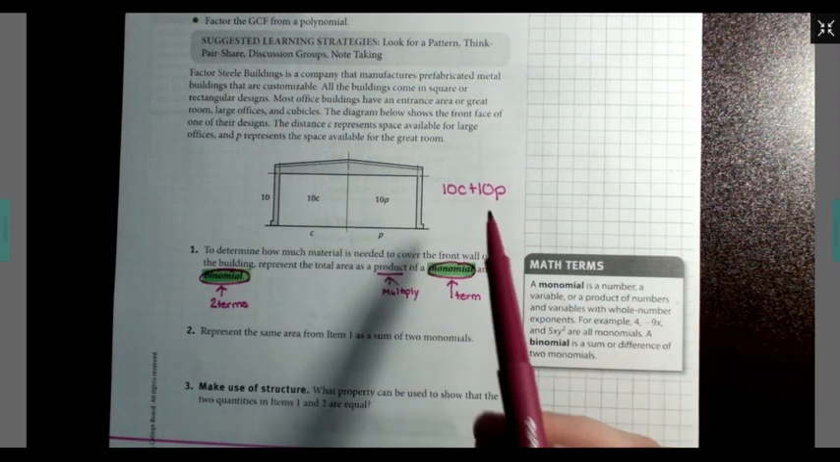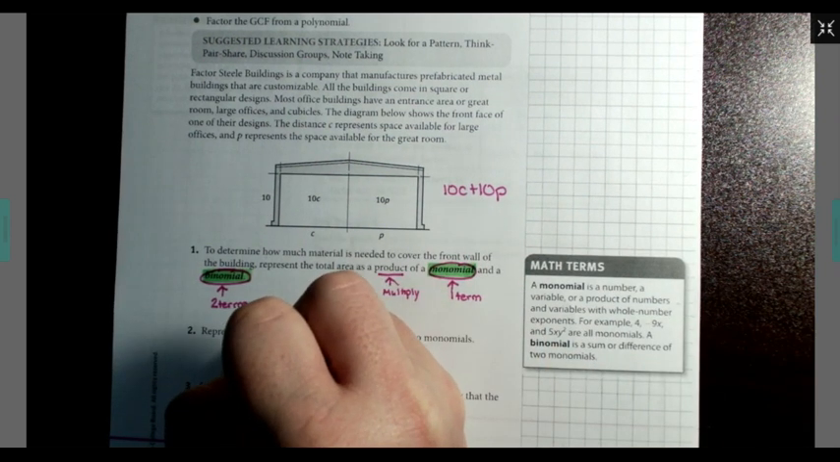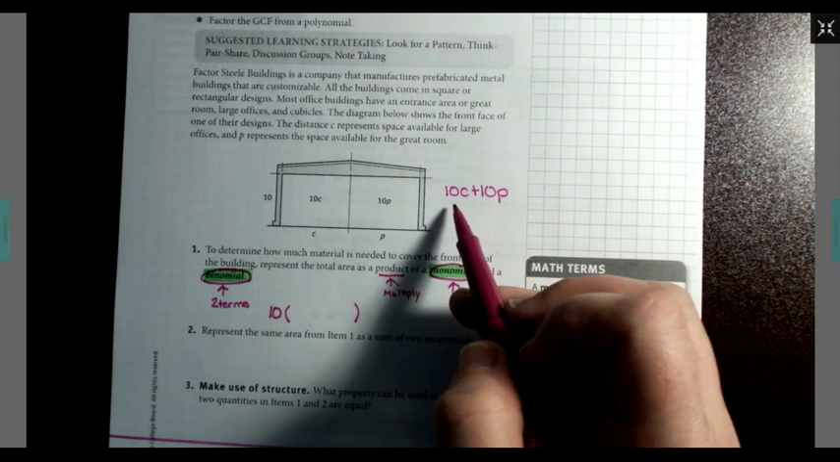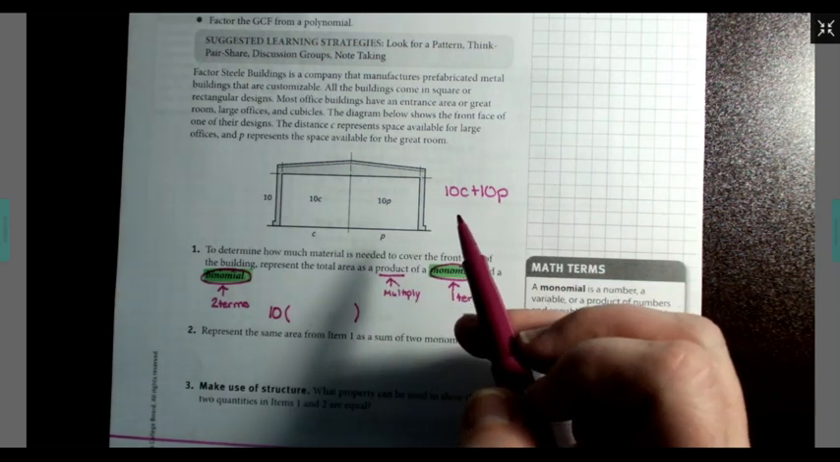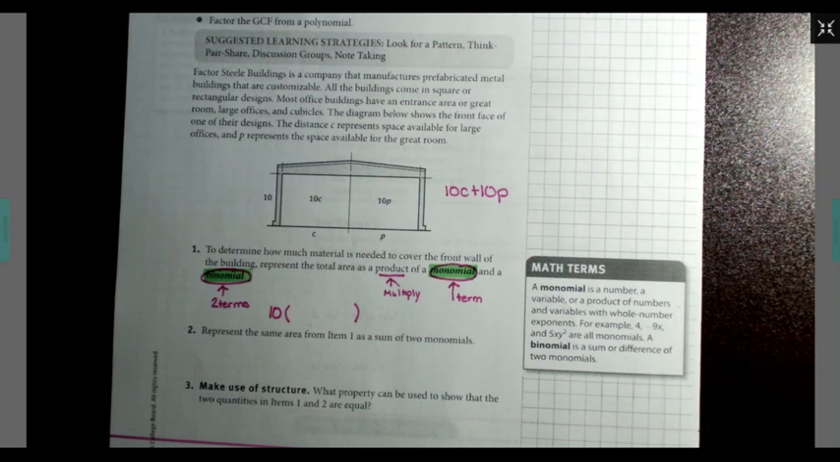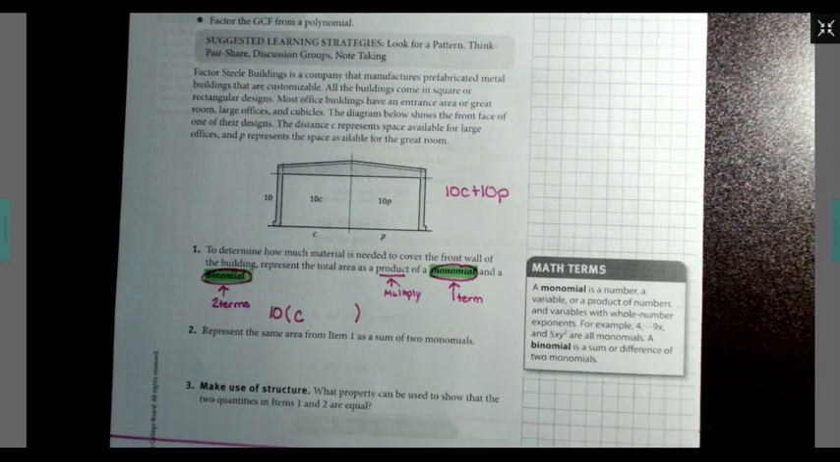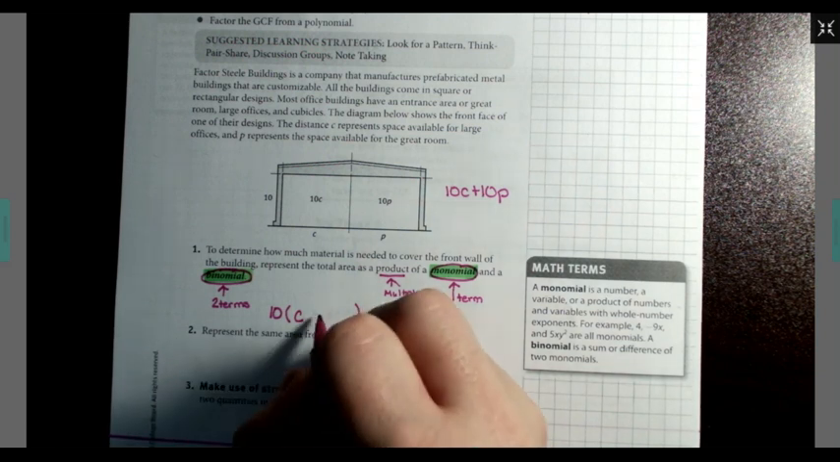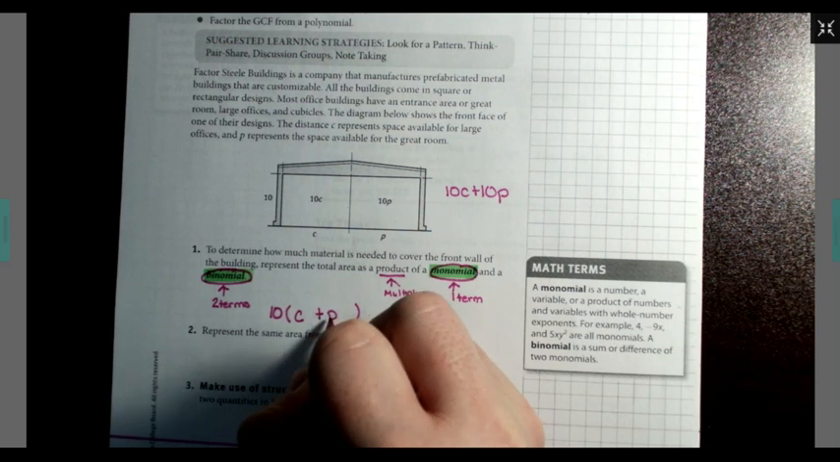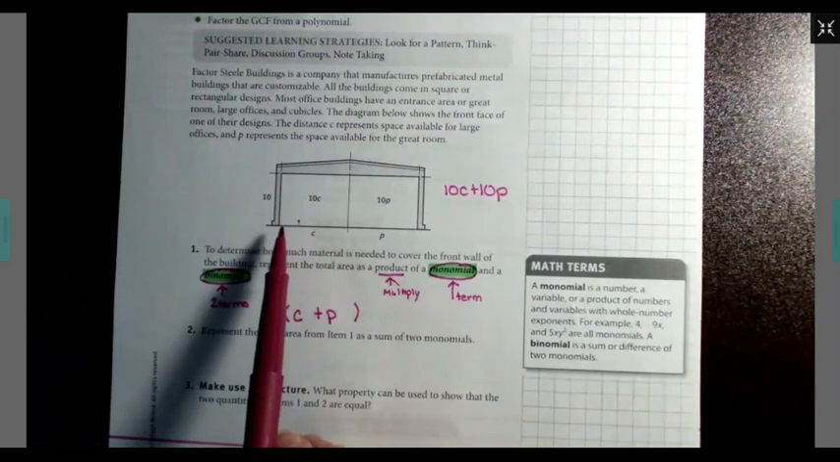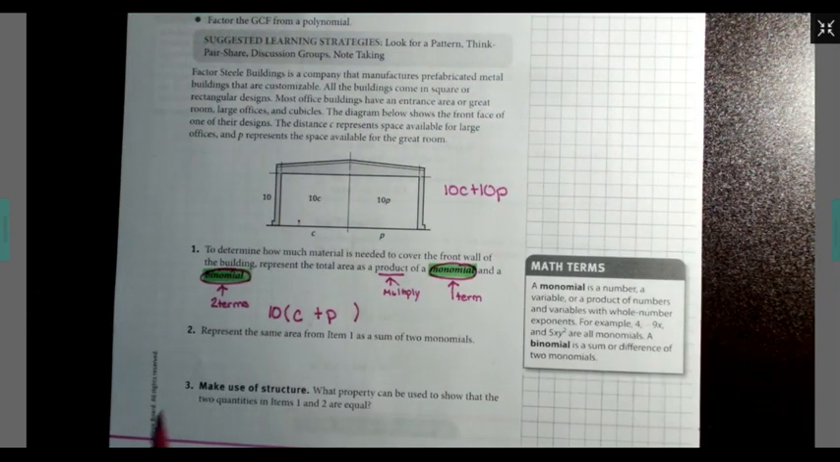Both of them have a 10, right? So I could say 10, and I'm going to create a parentheses. How would I have gotten 10C? What would 10 be multiplied by to get 10C? C. What would I multiply to get 10P if I have 10? We would multiply by P. If you notice, those were the outsides. It said this was 10, this was C, and then P.